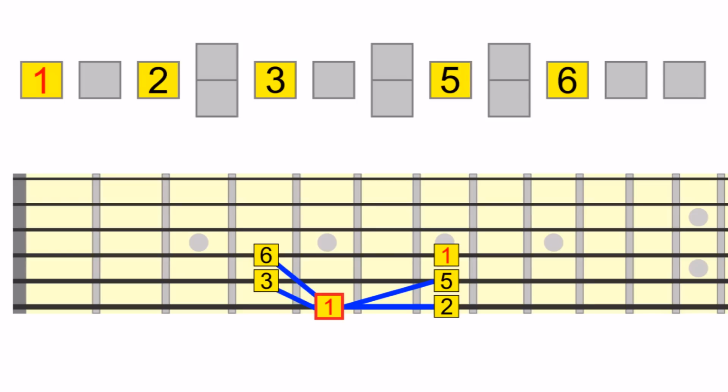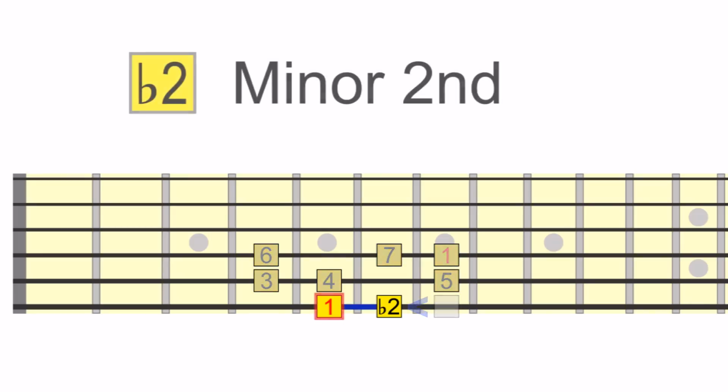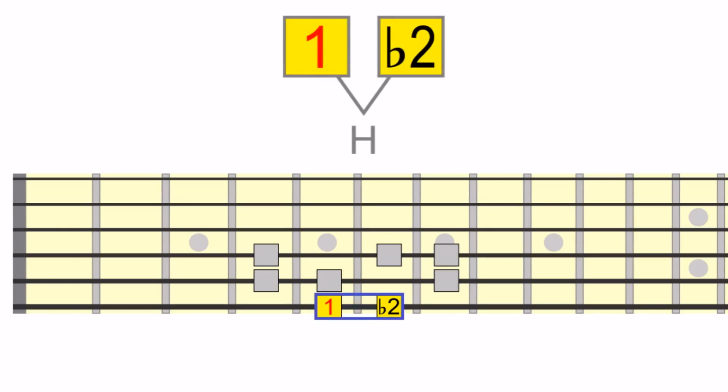Let's go back to our 7-tone major scale. What would happen if we moved the second degree down by 1 fret or semitone? Now the scale has a flat second, also called a minor second. So we had a major second interval before, and now we've lowered it to a minor second interval. This is the smallest interval that exists on a regular fretted guitar. So there's just 1 fret between the 1 and minor second.